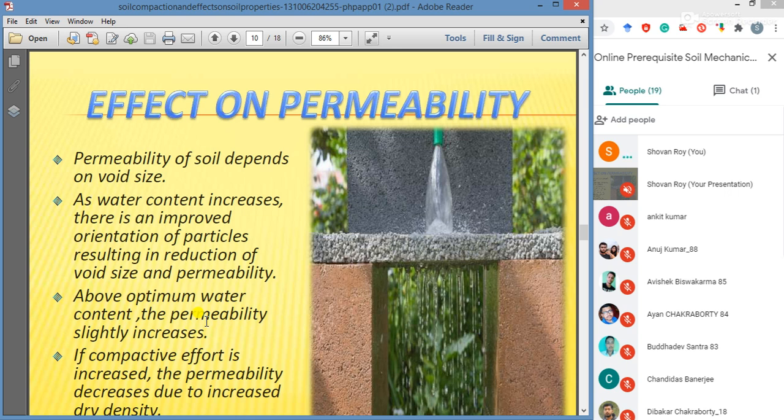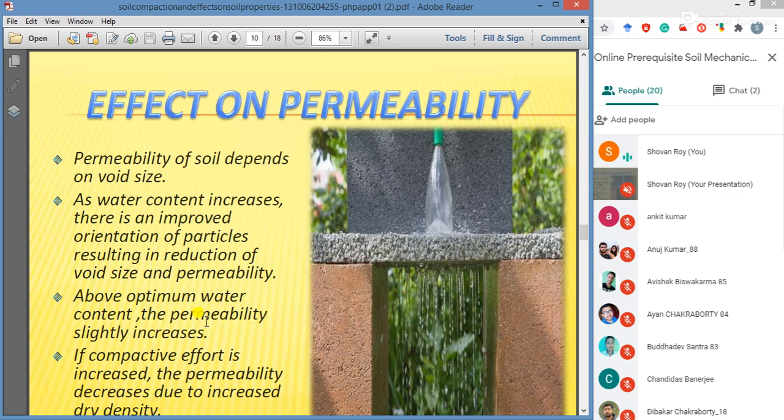Number one, as the dry density increases due to compaction, the voids go on reducing, and hence the permeability goes on decreasing. Same thing, space or voids are decreasing, so the soil is less permeable, or water can pass through the soil in a very low quantity or with very low volume.